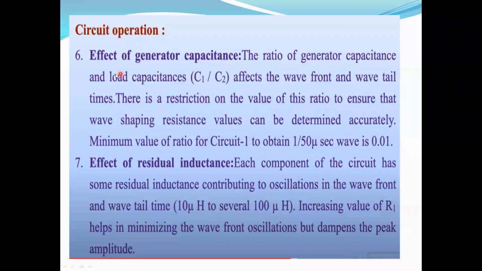Consider the main concepts. The first one is the C1 by C2 ratio. Only then do we get wave front time 1.2 microseconds and wave tail time 50 microseconds. The C1 by C2 ratio must be 0.01. That is one of the major concepts. The second concept, effect of residual inductance, 10 microhenry to several 100 microhenry. How to minimize the residual inductance: by increasing the value of resistance R1. This is also one of the main concepts.